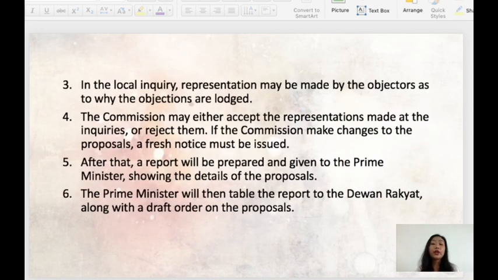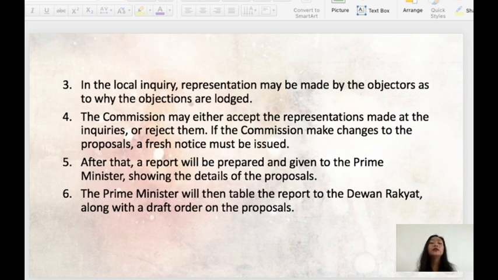In the local inquiry, representation may be made by the objectors as to why the objections are lodged. The Commission may either accept the representations made at the inquiries or reject them. If the Commission makes changes to the proposal, a fresh notice must be issued. After that, a report will be prepared and given to the Prime Minister showing the details of the proposals. The Prime Minister will then table the report to the Dewan Rakyat along with a draft order on the proposals.